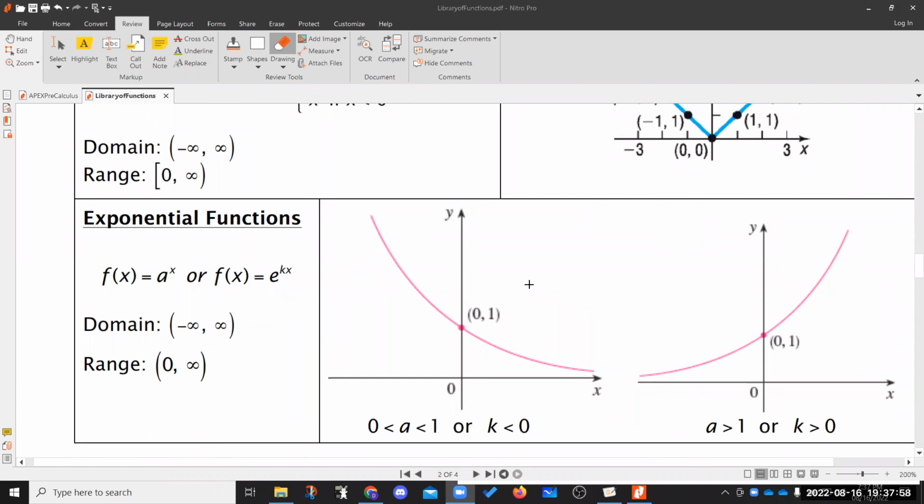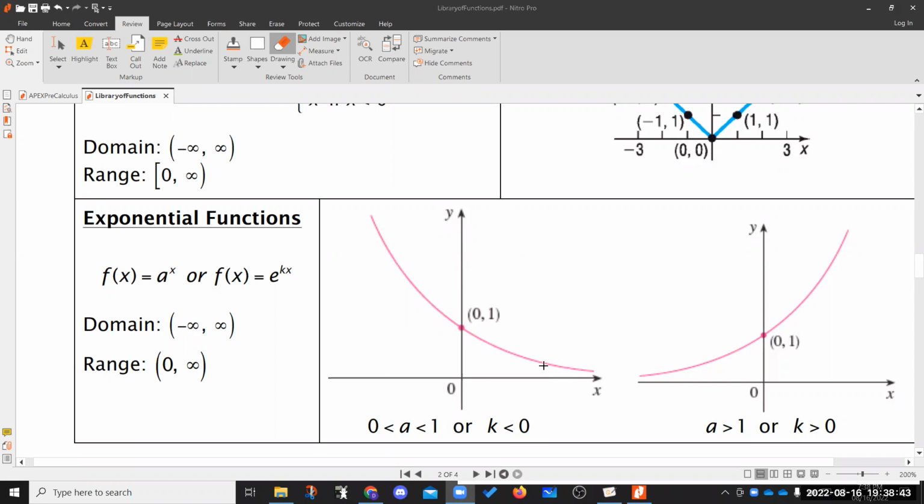Another type of function you're going to deal with in pre-calculus is an exponential function. We're going to usually deal with the base e, but we don't have to. We could be dealing with the base a, but usually it's going to be written as e to the kx, where k is going to be some kind of growth constant. e to the k could be rewritten as the base a, though, and just be written as a to the x. If a is greater than 1 or k is greater than 0, then we're going to get exponential growth like this. If a is between 0 and 1 or k is less than 0, we're going to get exponential decay like this.